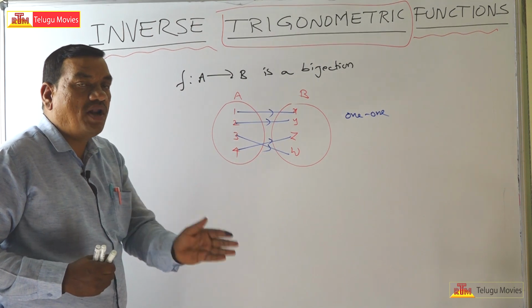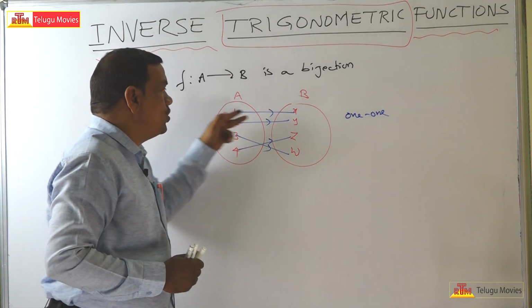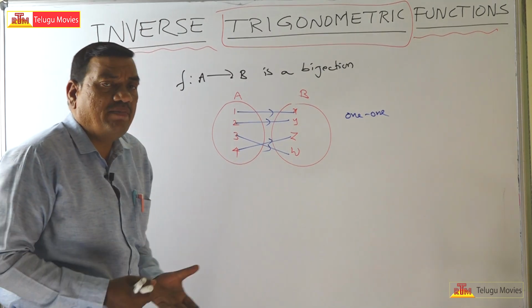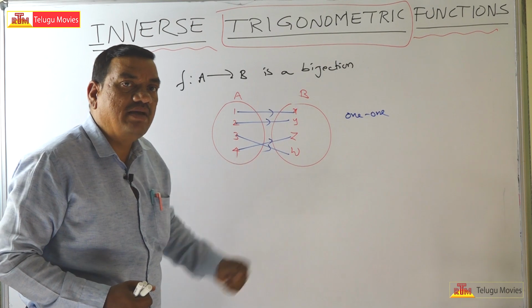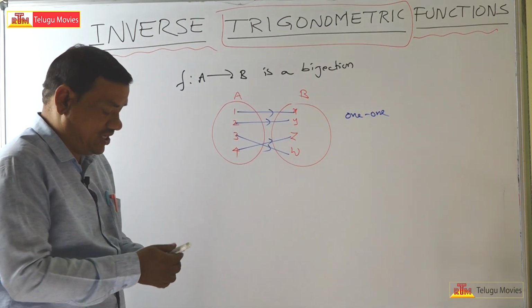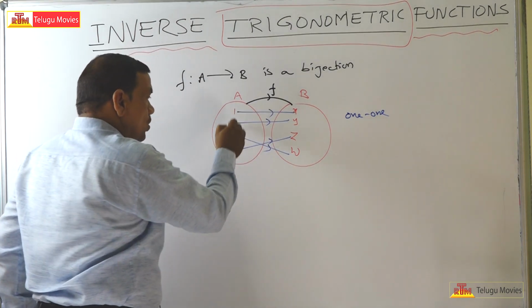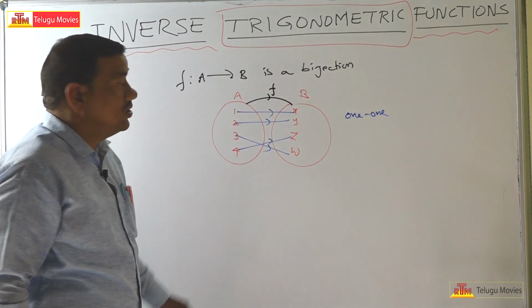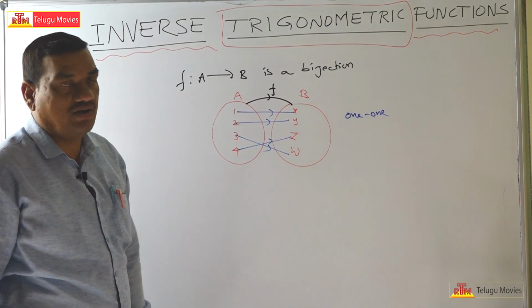That means one element has one image. No two elements have the same image. Actually, by the definition of a function, two elements of the domain can have the same image in the codomain. But here the specialty of this function from A to B is that no two elements of the domain have the same image in B. That's why it is a one-one function.